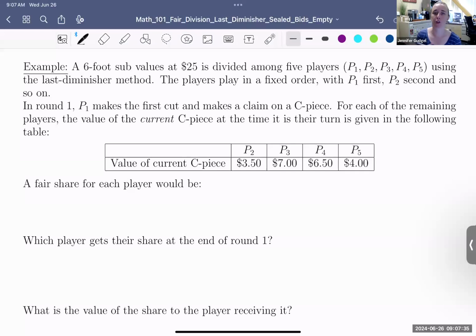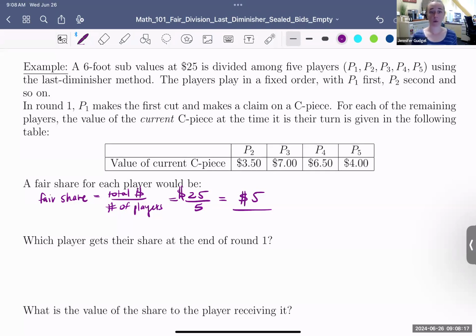So let's start with what a fair share is. We can't do this process looking at these monetary values without knowing what the minimum is, what a fair share is. So to find a fair share, let's remind ourselves real quick. A fair share is the total value divided by the number of players. So in this case, the total sub value was $25. And how many players were there? There were 5 players. So a fair share is $5 worth.